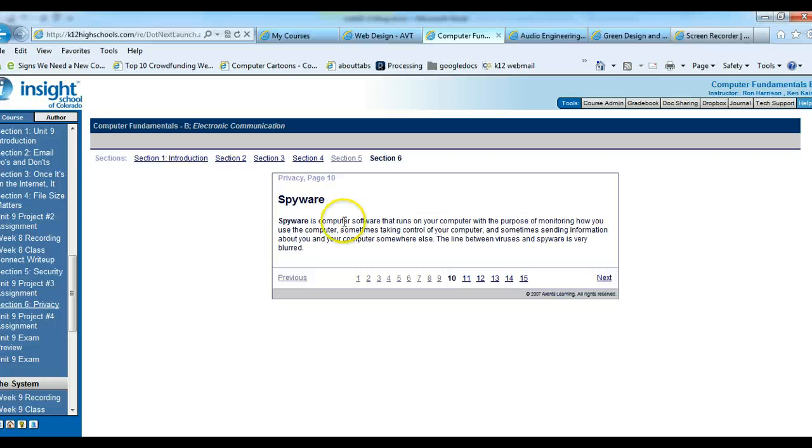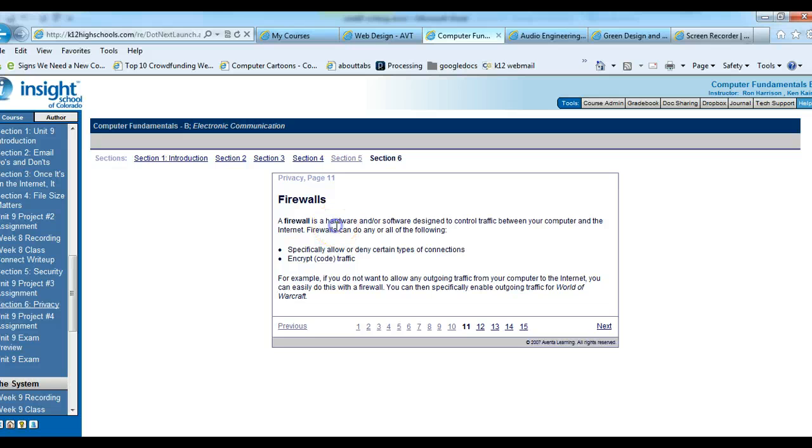Spyware. It's software that runs on your computer to monitor how you use your computer. Sometimes it can take control of your computer. So it's not quite like a virus, but it's similar. Spyware could be that if you work for a company and you use their company computers, they could have spyware loaded just to see what you're doing over the course of your workday.